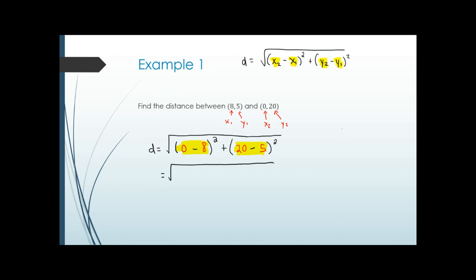So I'm going to draw my square root symbol. So 0 minus 8 is negative 8. So I have a negative 8, and I need to keep that in parentheses. And then 20 minus 5 is 15. The 15 I don't have to keep in parentheses. The negative I have to because we're squaring negative 8. And without the parentheses, it says you're squaring a positive 8 with a negative in front.